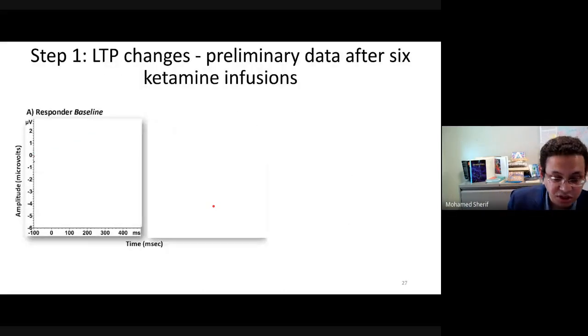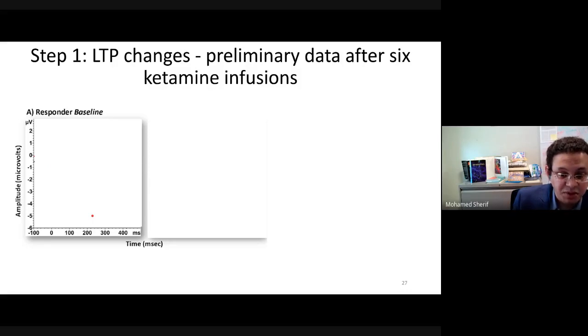What we have shown with our preliminary data. So this is data from one patient who has responded to ketamine and one patient who did not respond to ketamine. So for the responder patient, again, this is going to be an ERP figure. X axis is the time, y axis is the amplitude of microvolts, but here positive is towards the top. So the N100 would be towards the negative.